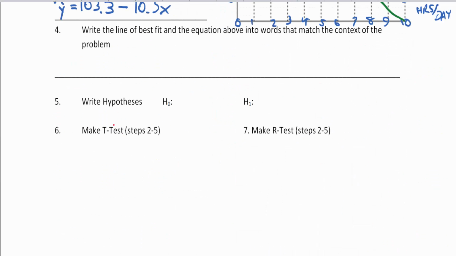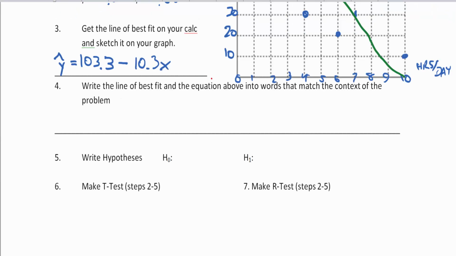Okay, so now we're going to write the line of best fit and the equation above into words that match the context of the problem. So I'm going to translate this. How am I going to translate it? We're always going to start with the word starting at 103.3 points or percent. Wow, you would get a perfect grade if you just didn't do any non-academic screen time per day, haha. So starting at 103.3 points, you drop or go down or subtract, any synonym that would mean subtraction. So let's just write down subtract, why not?